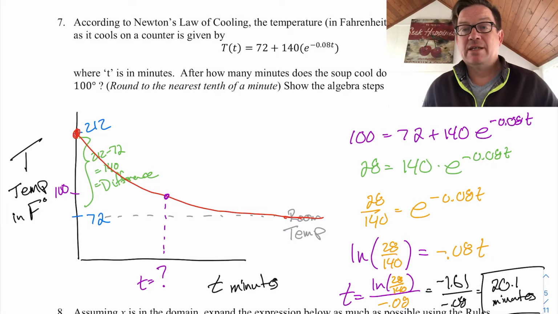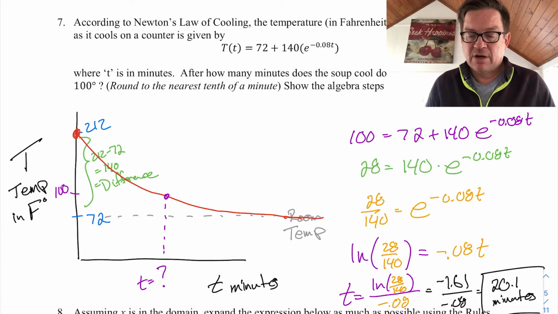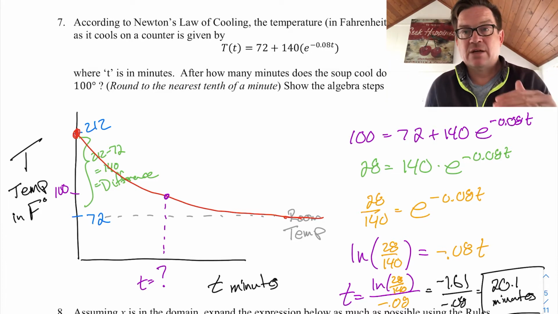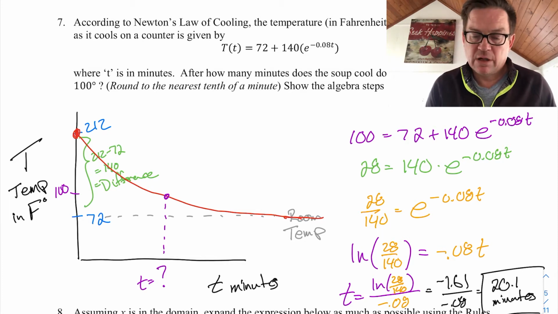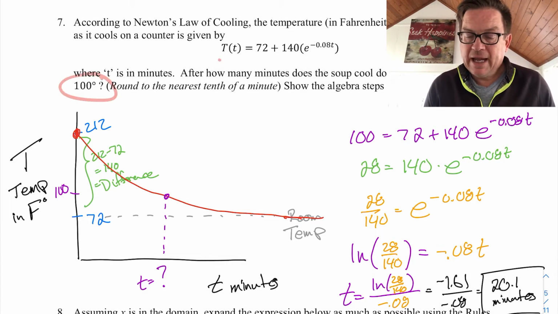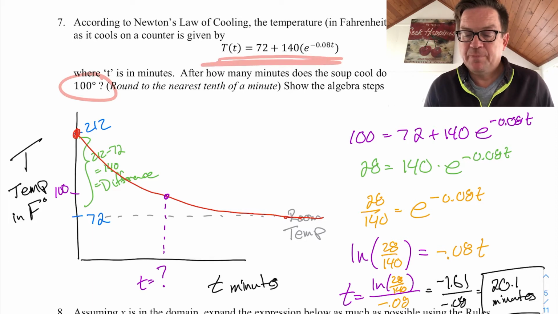Problem 7 is a law of cooling problem, an exponential decay problem. As the temperature of a hot bowl of soup declines from some hot down to a manageable temperature, 100 degrees is what I want to find, when it's equal to 100. And they give me this formula.